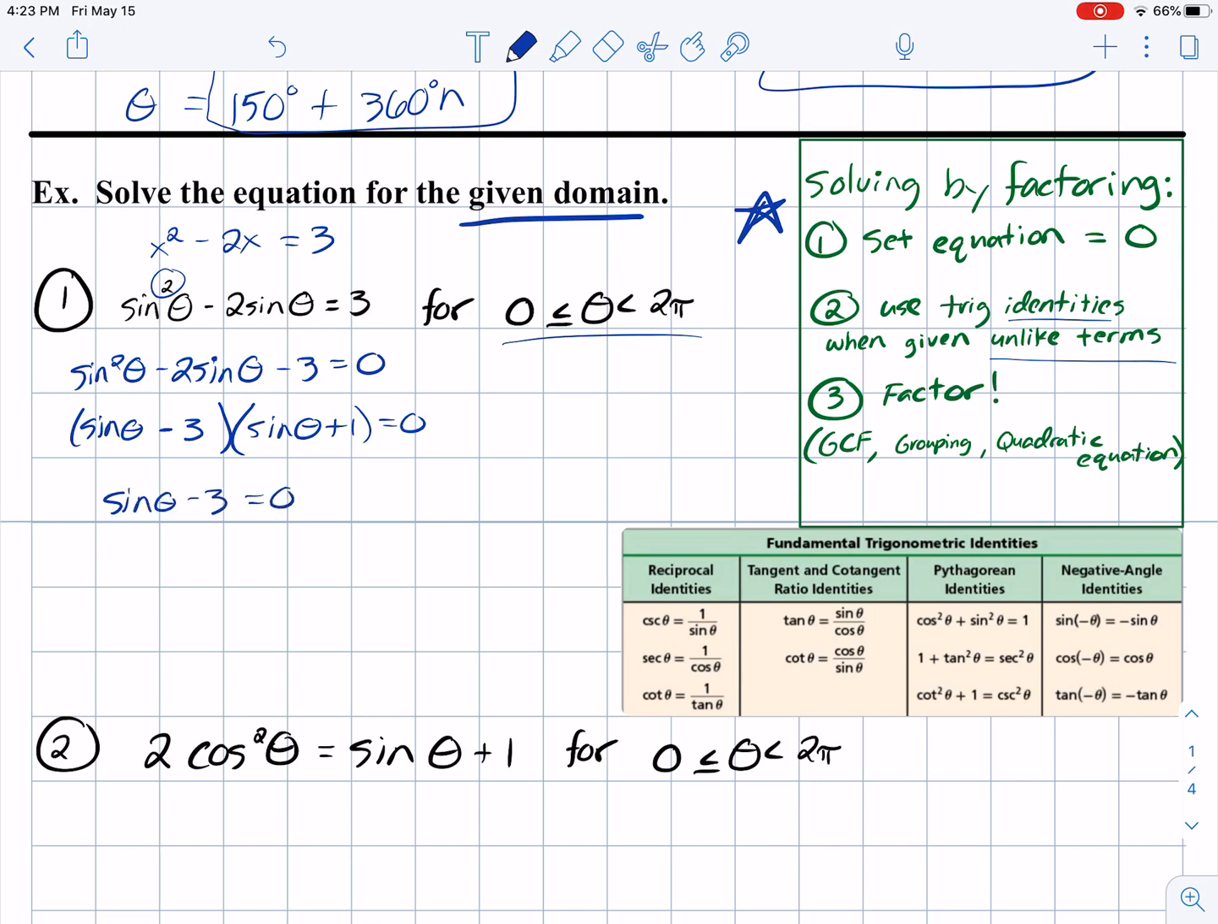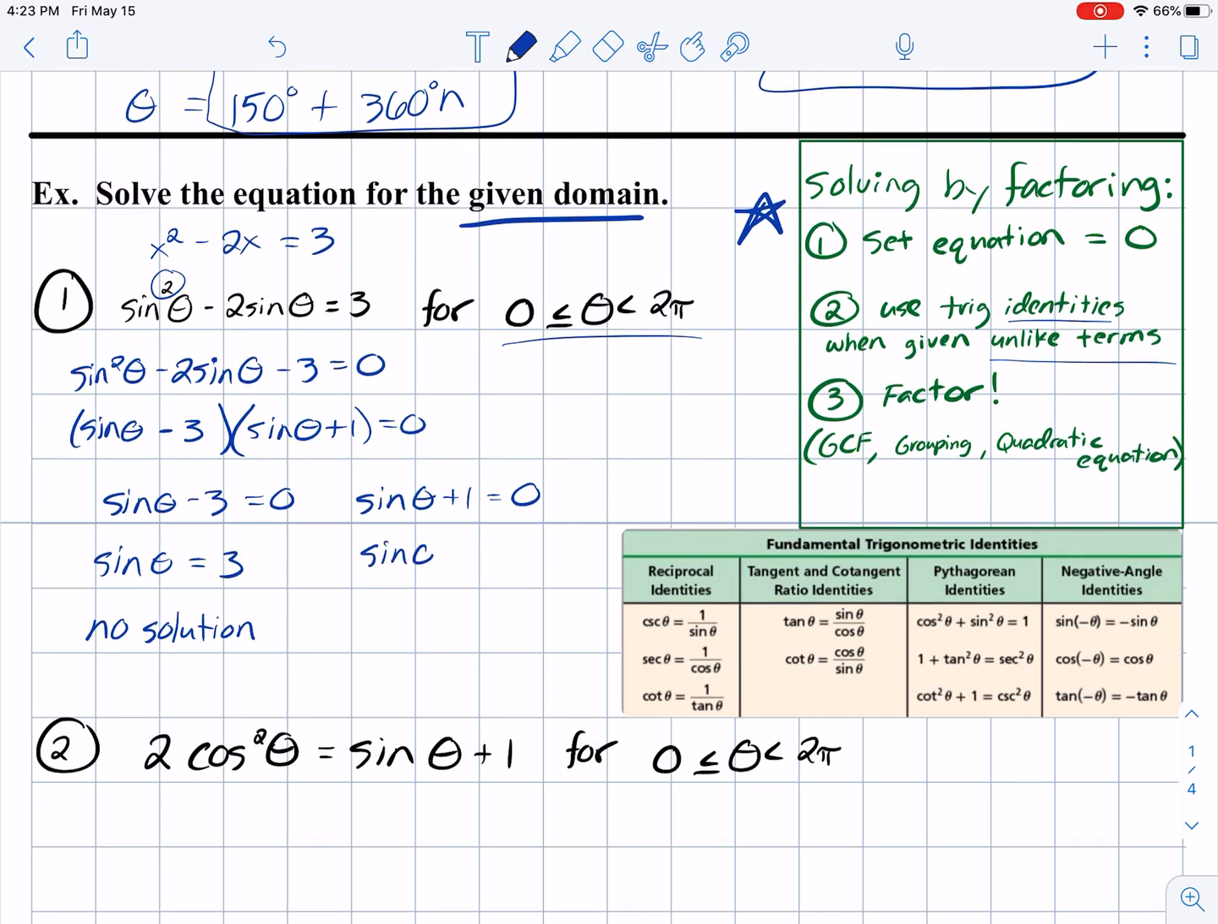So sine of theta minus 3 equals 0. Sine of theta plus 1 equals 0. We get no solution for this binomial, right? Nowhere are we going to get a sine ratio that's greater than 1. This would be no solution. You could check on your calculator. You could punch in inverse sine of 3. You're going to get no solution.